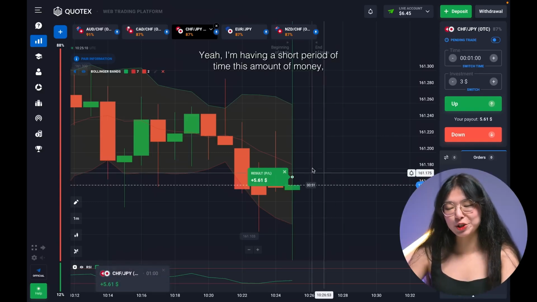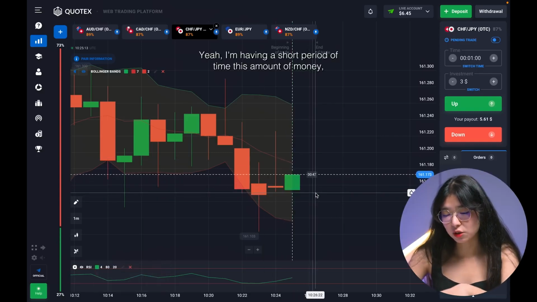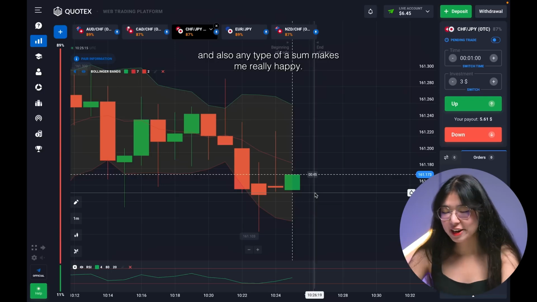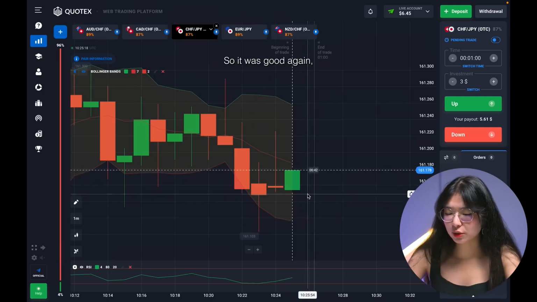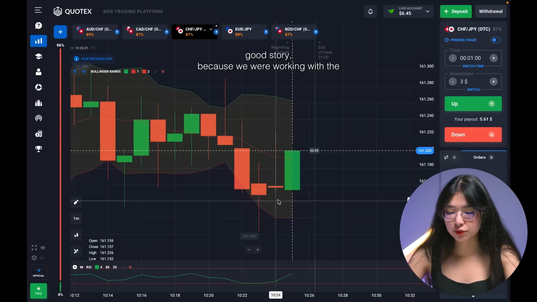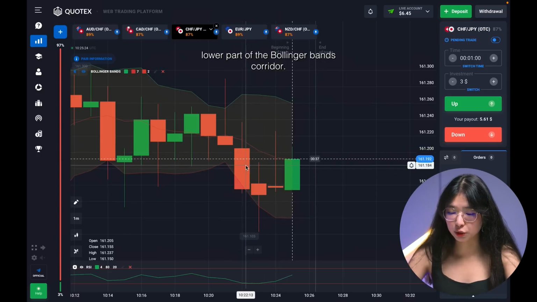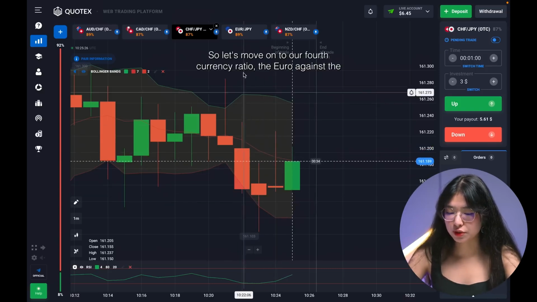Yes, I'm having a short period of time this amount of money, and also any type of sum makes me really happy. So it was really good again, good start because we're working with the lower part of the Bollinger Band corridor. And let's move on a fourth currency pair.